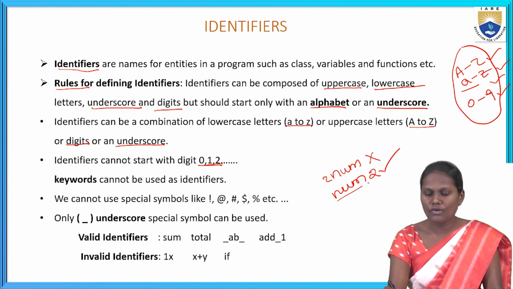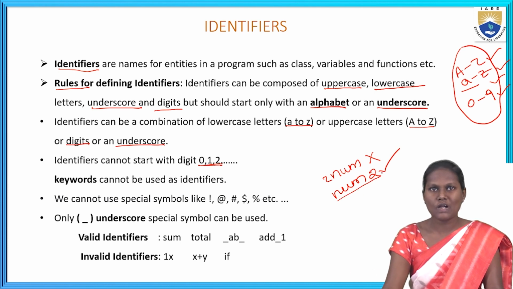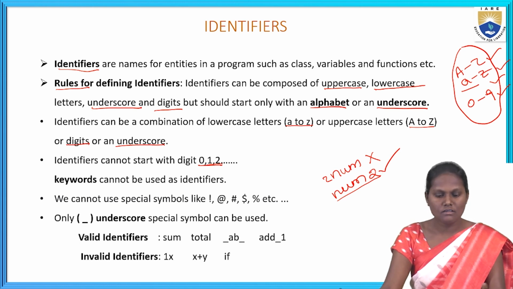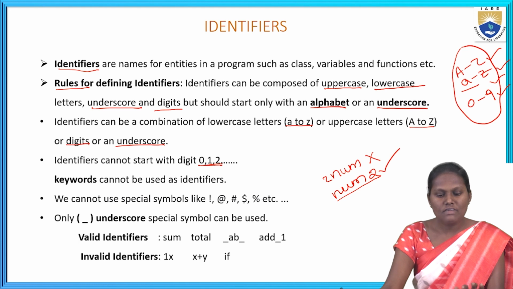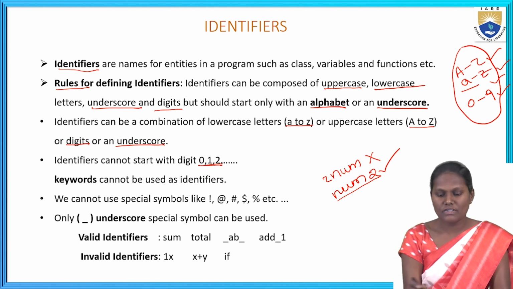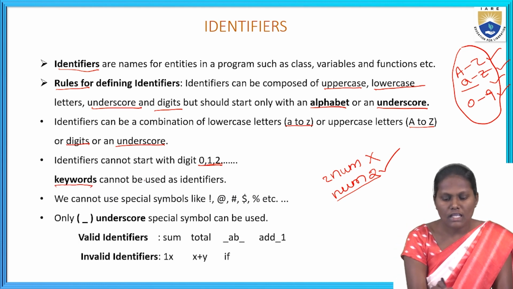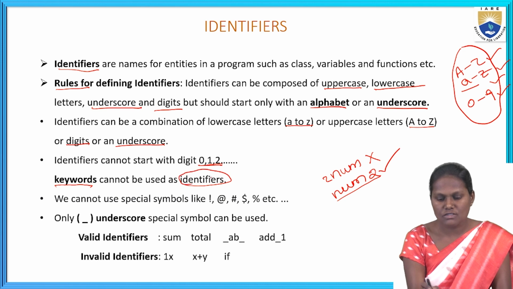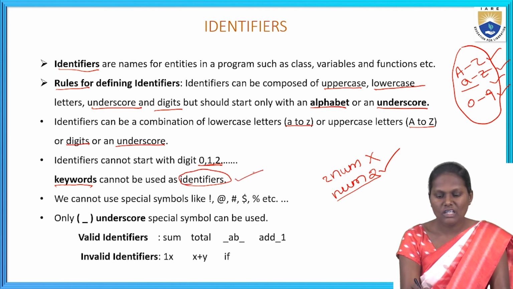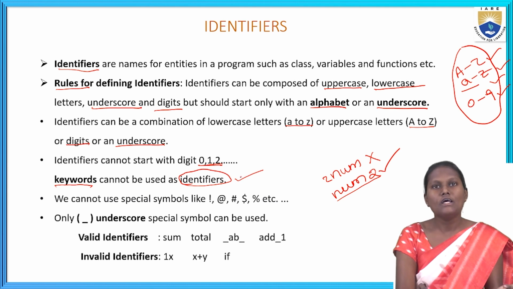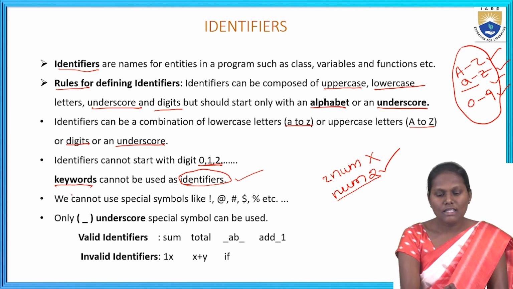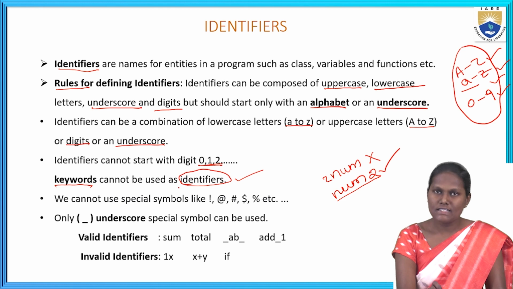Then how can we write it, ma'am? You have to ask like that. num2 is the right way of writing the identifier. An identifier cannot start with a digit. Remember this one. And keywords cannot be used as identifiers. This is also an important point we have to remember every time while we are writing a code: keywords cannot be used as identifiers.